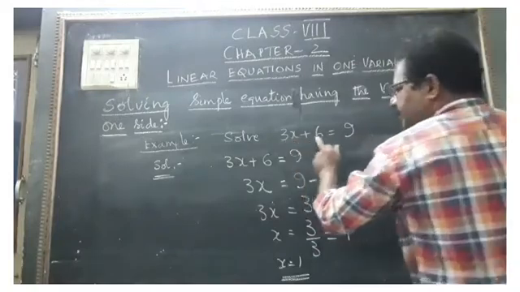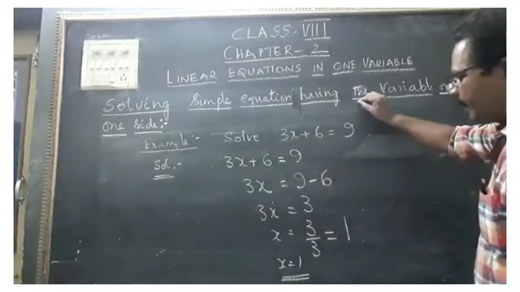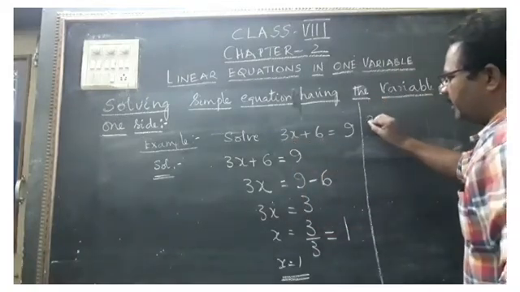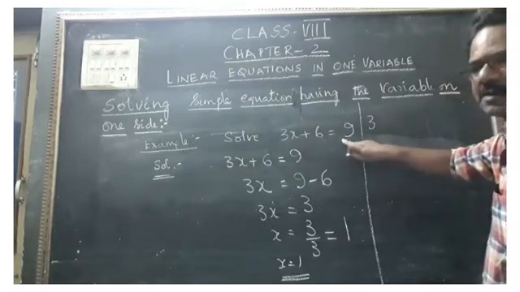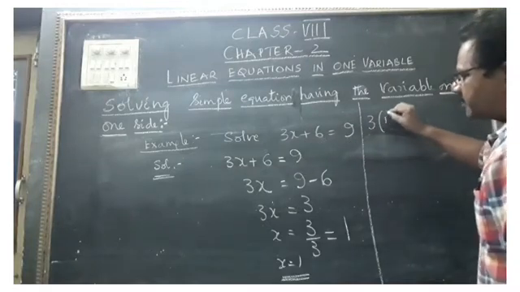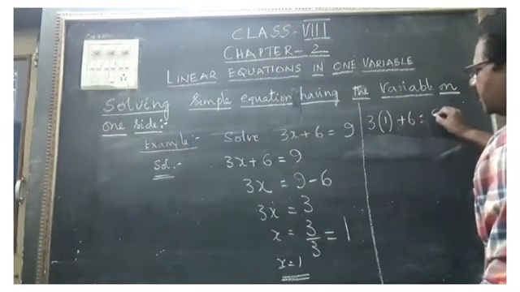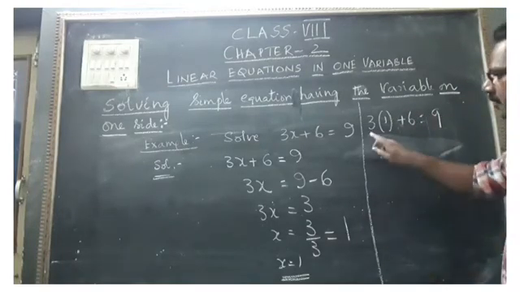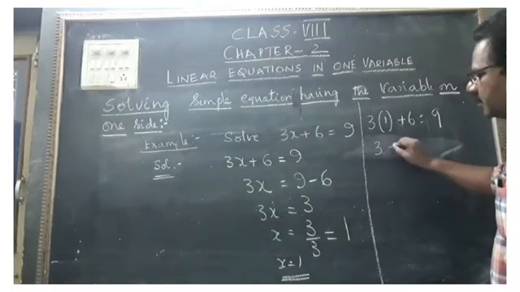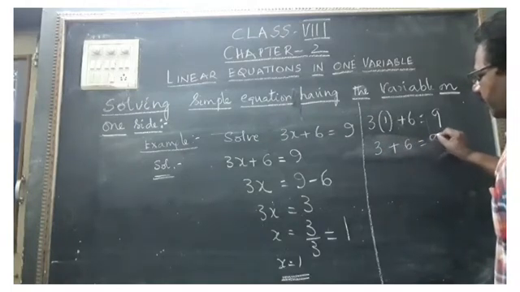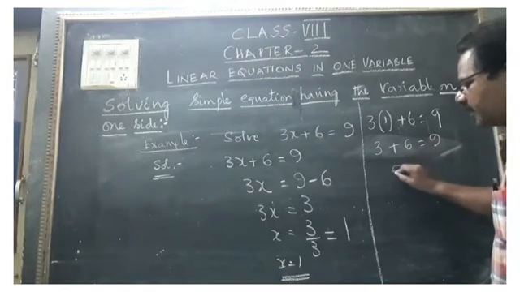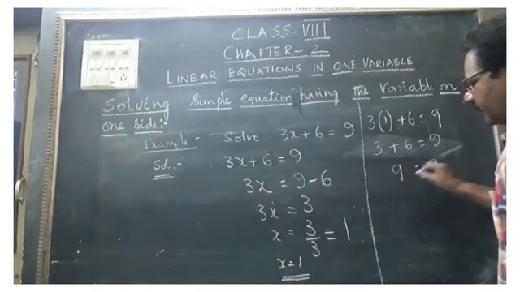So here 3x plus 6 is equal to 9. 3 into x plus 6 is equal to 9. 3 into, instead of x we are taking 1, plus 6 is equal to 9. So 3 ones are 3, plus 6 is equal to 9, and 9 is equal to 9.